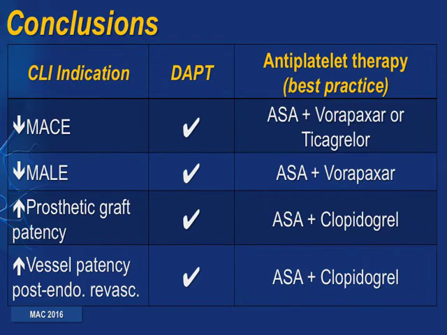In summary, my take-home message for you is that for reduction of MACE, I think there is sufficient evidence, or I call it best practice evidence not yet endorsed by the guidelines, for aspirin plus Vorapaxar or ticagrelor. For reduction of MALE, I would suggest aspirin plus Vorapaxar. I think there is good evidence for it now. I didn't advocate a triple regimen because only a minority of patients actually received it.